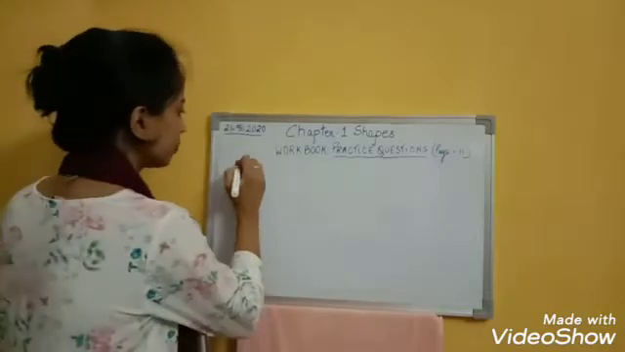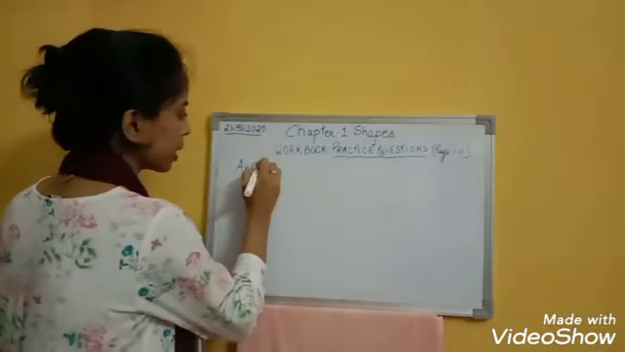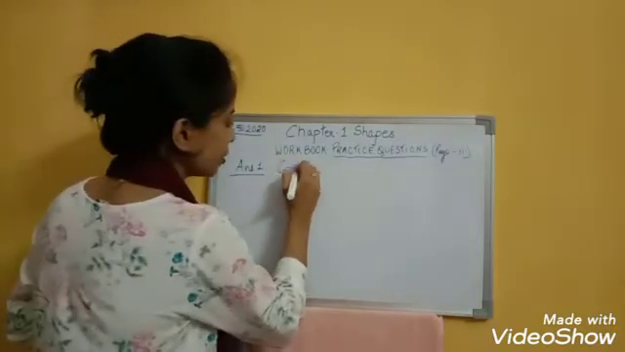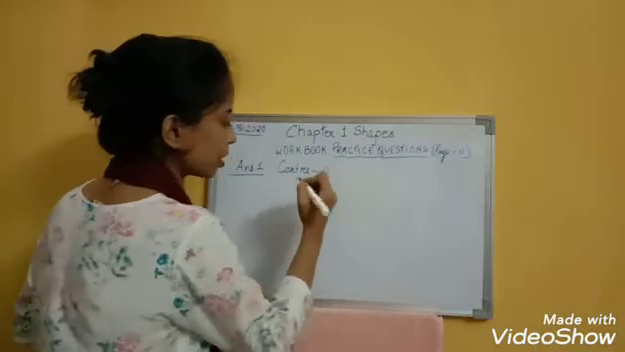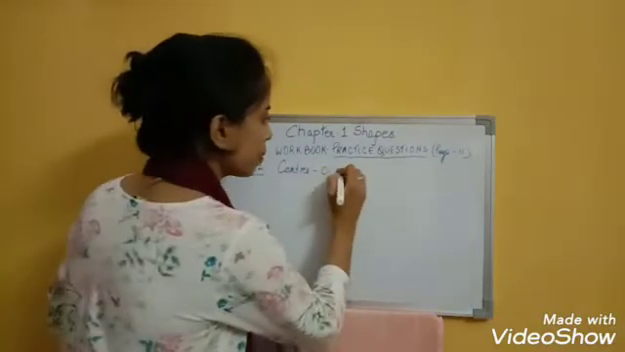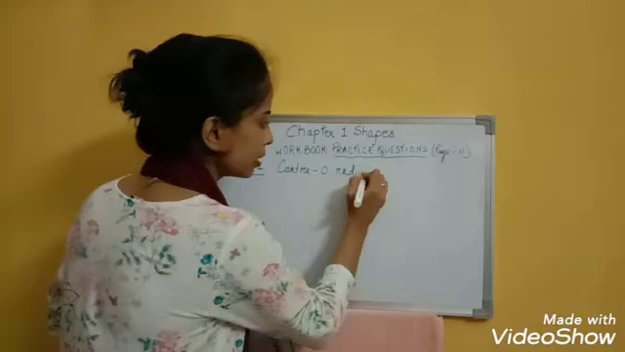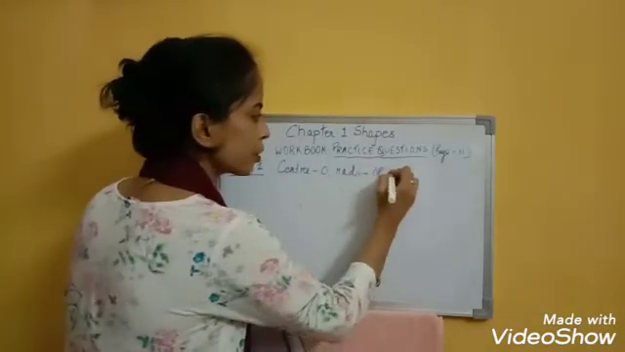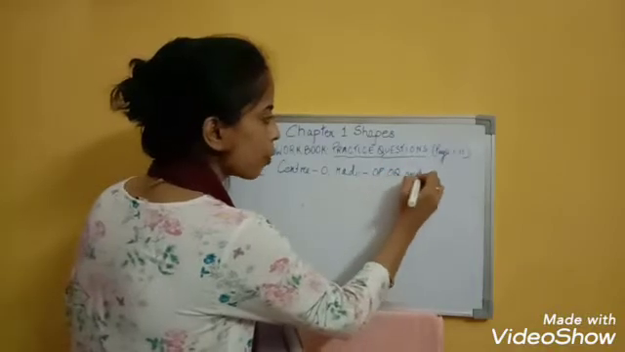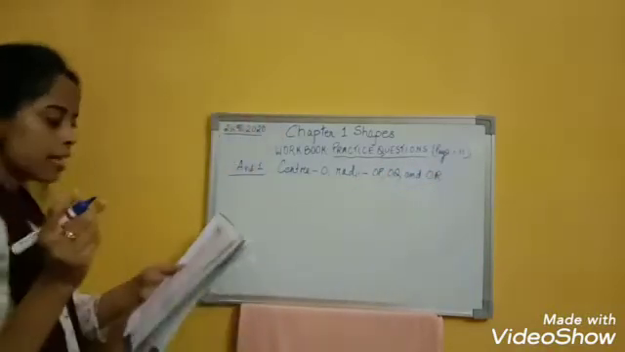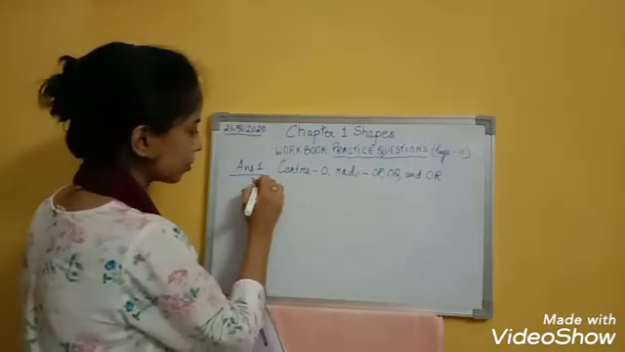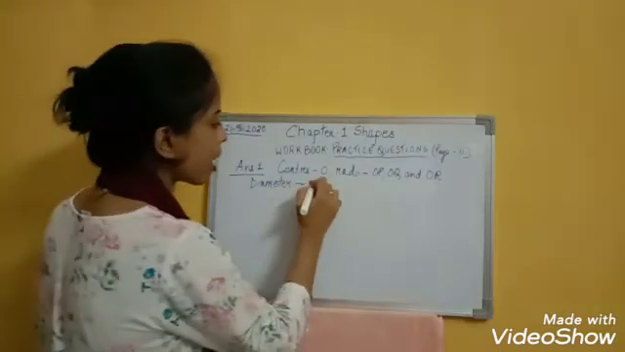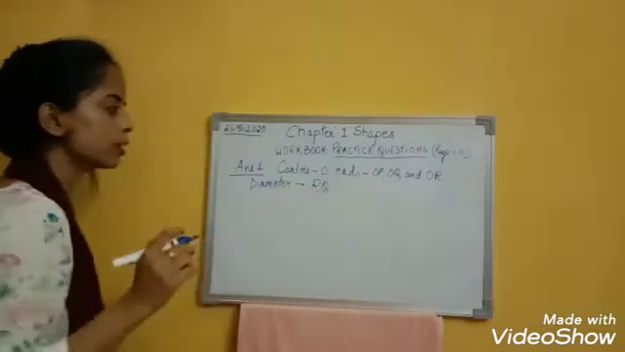So, answer 1. The question is asking you to write down the names of center, radius, chord and diameter. Center. Center is O. Next is radii. How many radii are there? Just see. There are 3 radii. What are they? OP, OQ and OR. Okay. Next is diameter. Which one is diameter? Diameter is RQ, the longest chord of a circle.